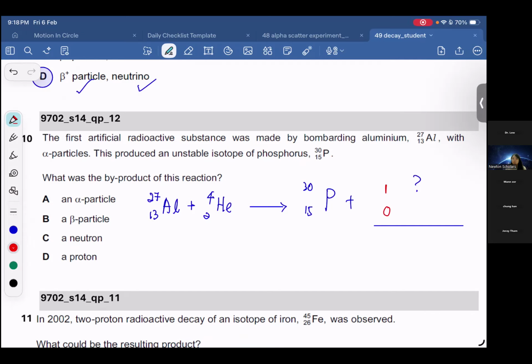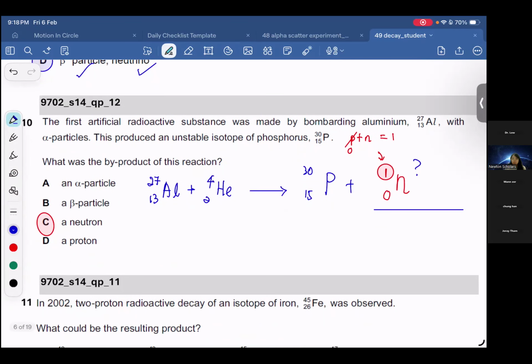What is this, teacher? No proton. But inside the nucleon, there is a proton plus neutron, so you get 1. But there is no proton. This one is 0. How do I know? Because of the bottom part here. So that means this 1 is due to the neutron. So this is N, a neutron. Answer C. Is that clear? Can we proceed to question number 11?